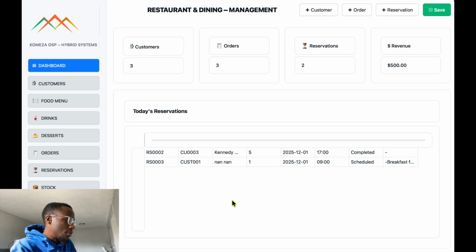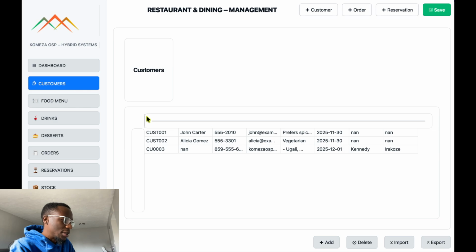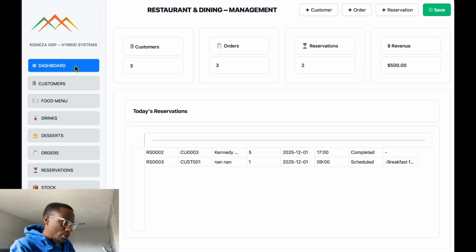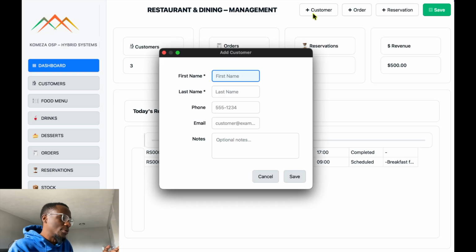So what we want to do is head over to customers. There are two ways: head over to customers and press add, or just be in the dashboard and someone comes in. It's like, okay, this is a new customer for me. So we would say add customer.